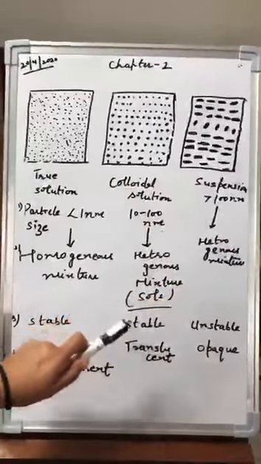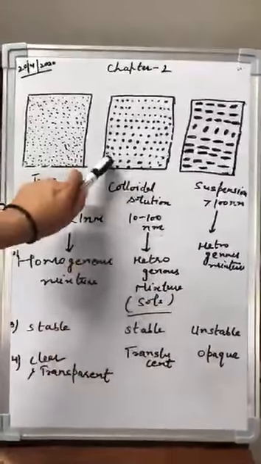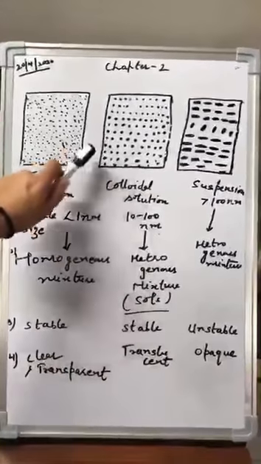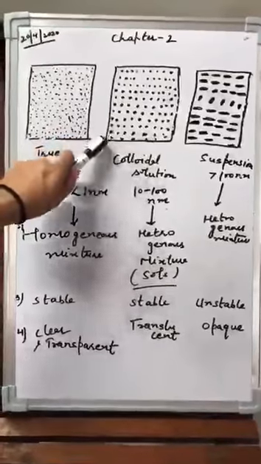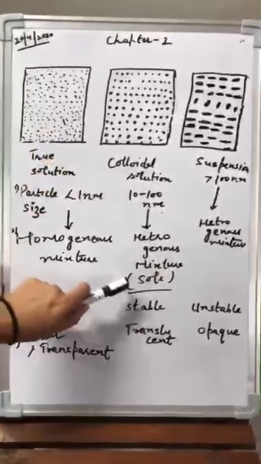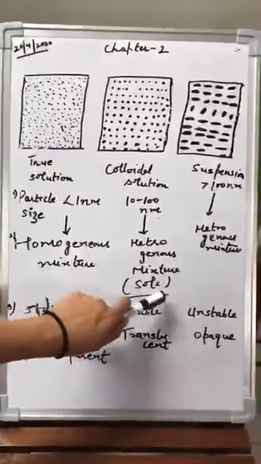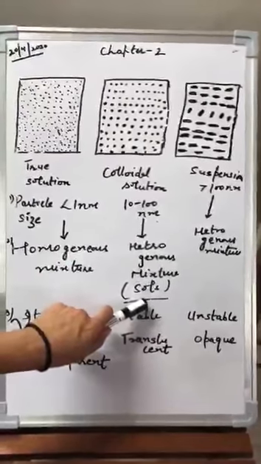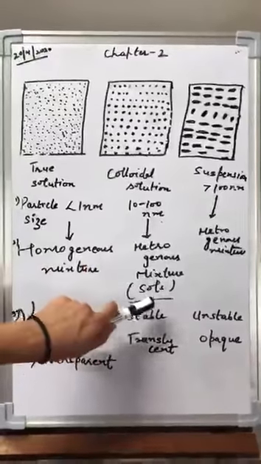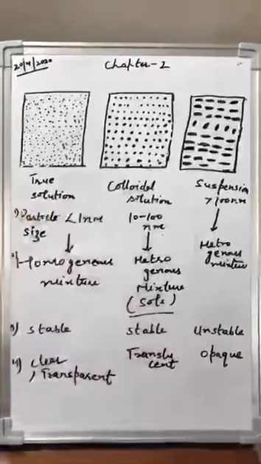It is very important to note that a colloidal solution, when we see it, seems like a homogeneous solution, but actually it is a heterogeneous solution, and that's why we don't use the term solution for it sometimes. We use the term sols for the colloidal solution.